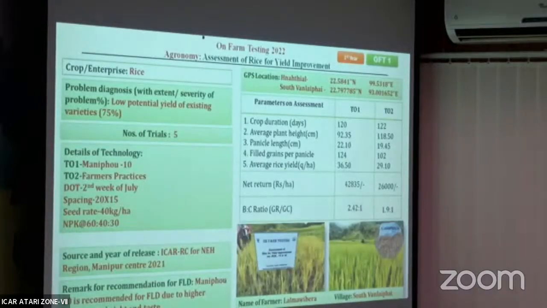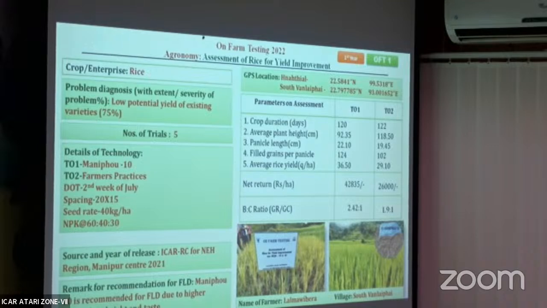The first OFT under agronomy is the assessment of rice for yield improvement. Here we assess the variety along with the ongoing farmers' practice, which they locally call the Manipur variety, but I don't know exactly what variety it is. Linked to this, there was a drastic increase in the BC ratio, 2.42 as compared to 1.9 of the local variety. We recommend this for FLD.